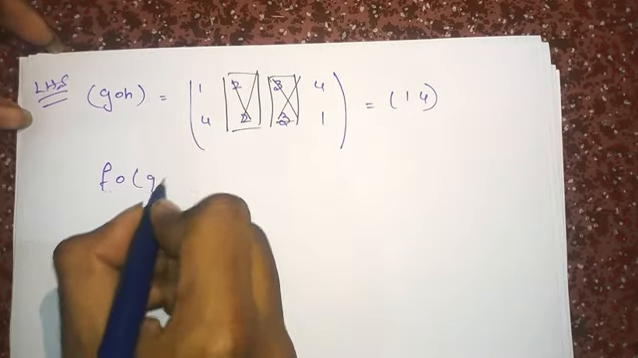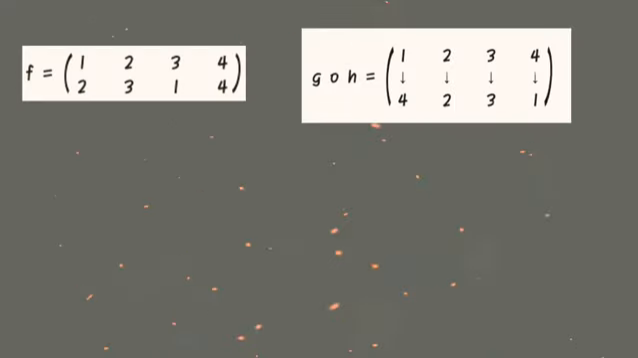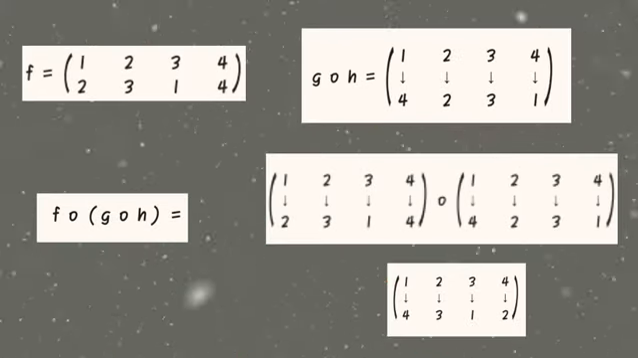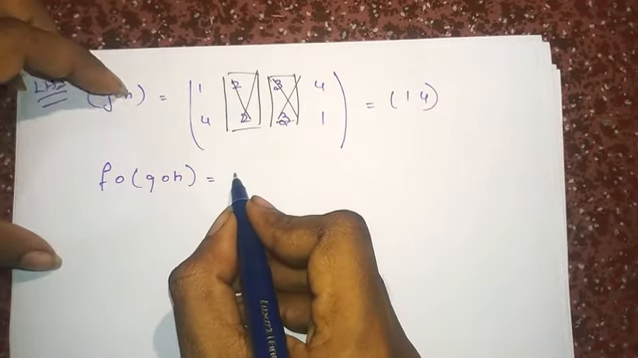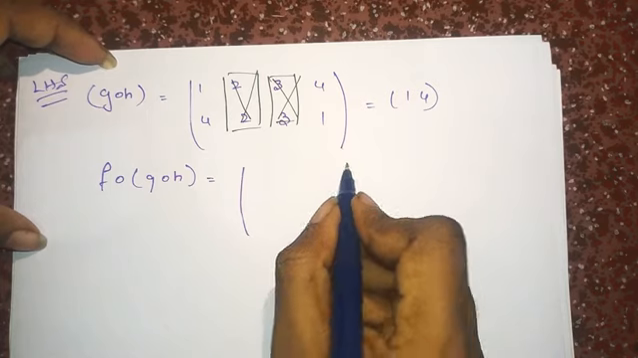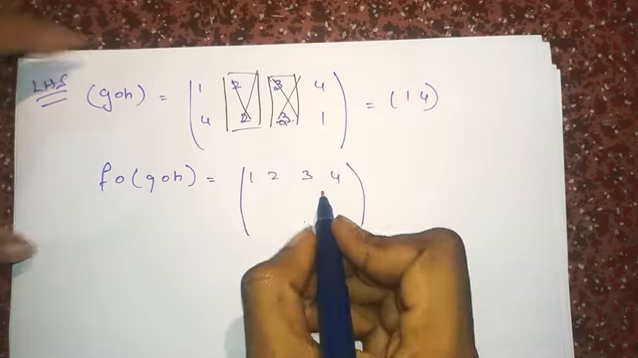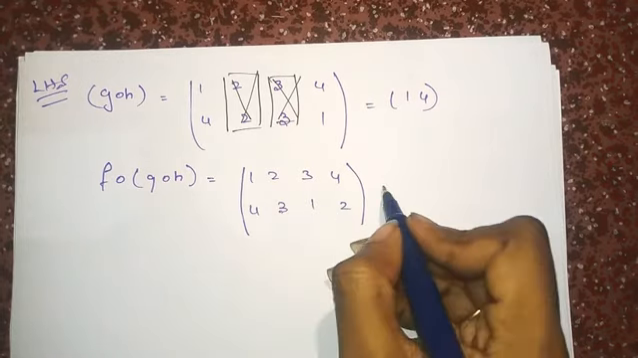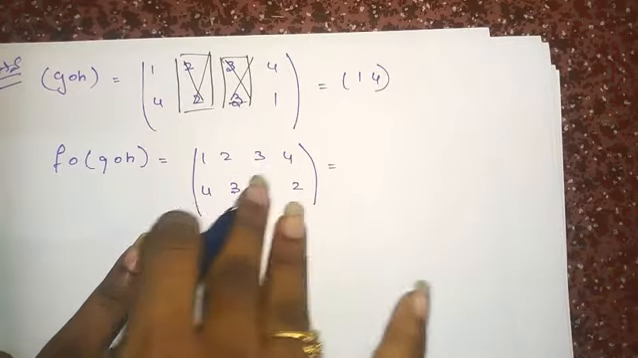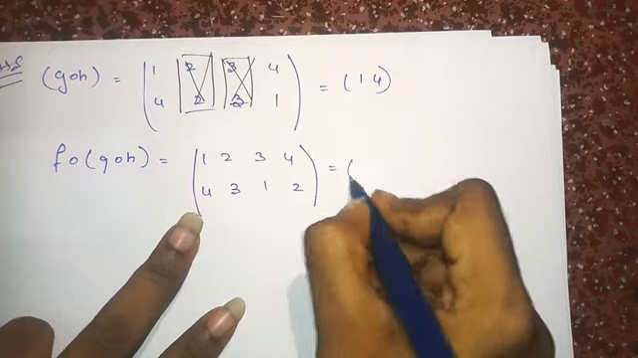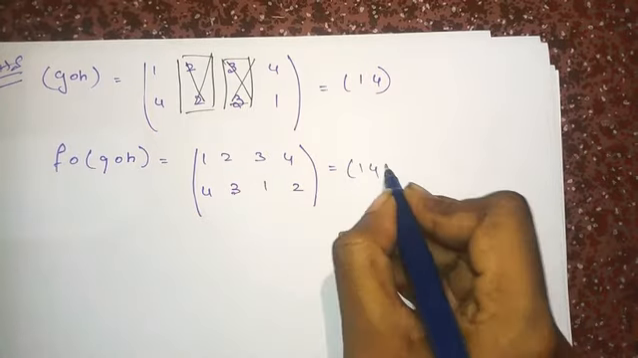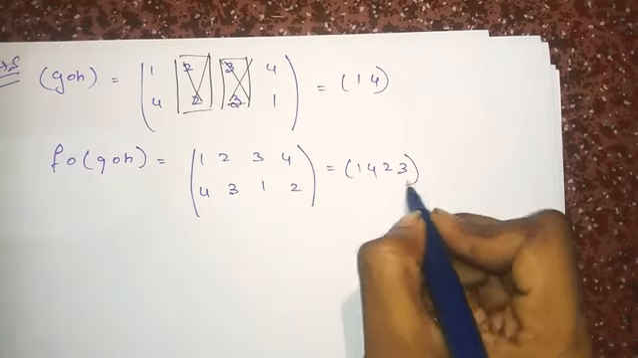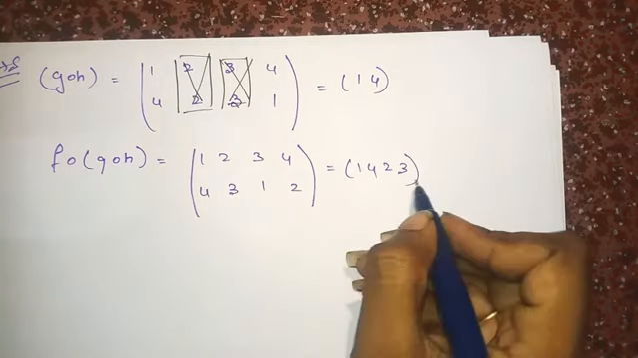Then I'll compute, and this is the LHS part, F composition of G composition H. And I get the answer as 1, 2, 3, 4. 4 is mapped to 2, 3 is mapped to 1, 2 is mapped to 3, and 1 is mapped to 4. Since there is no identity mapping here, I am going to include all the elements. 1 is mapped to 4, 4 is mapped to 2, 2 is mapped to 3, and 3 is mapped to 1. So I stop it here with 3. This is the answer of LHS part.